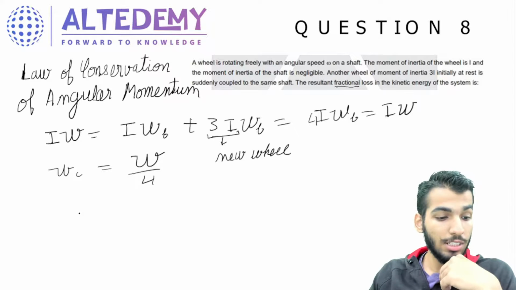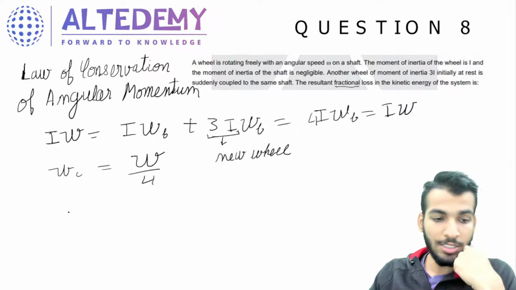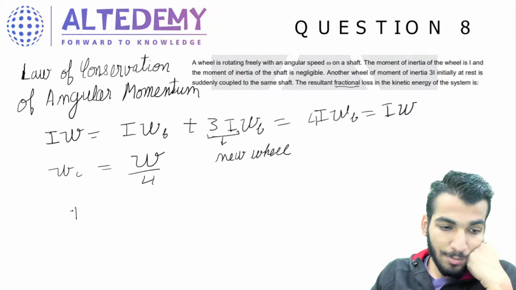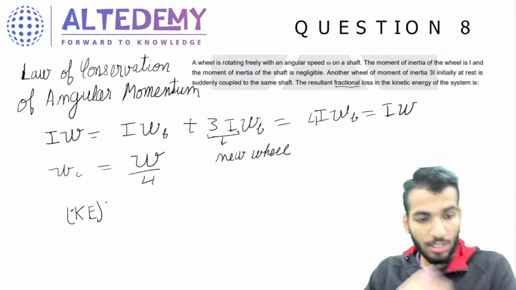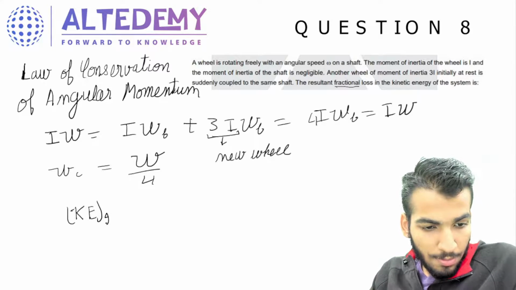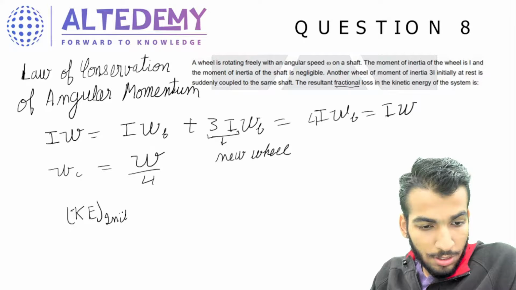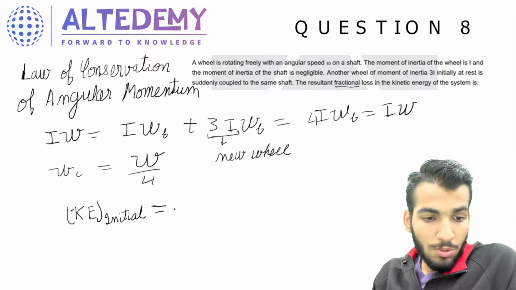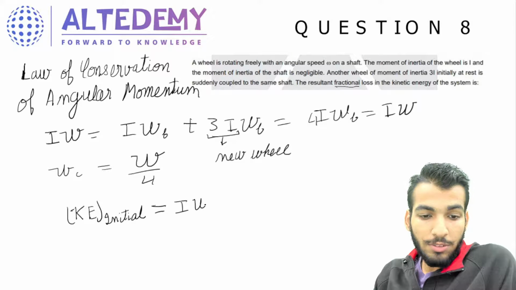That means initial kinetic energy minus final kinetic energy. So what will be the initial kinetic energy? KE initial shall be equal to I omega square by 2.